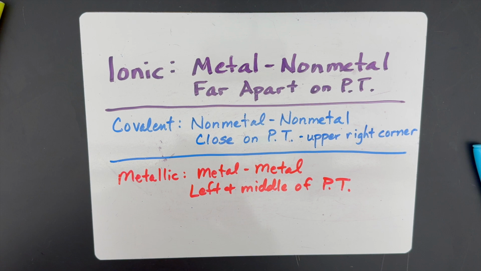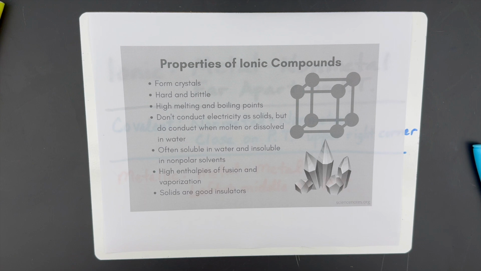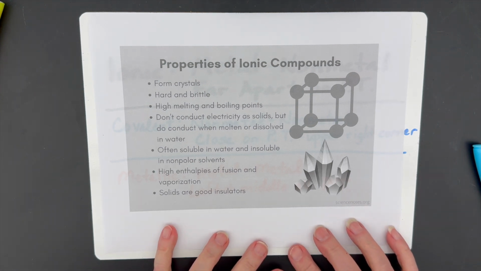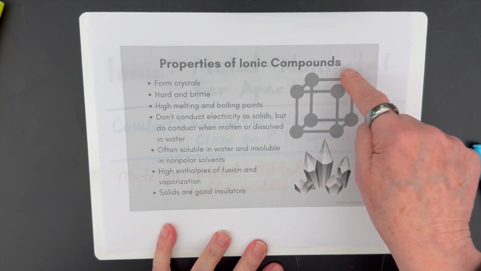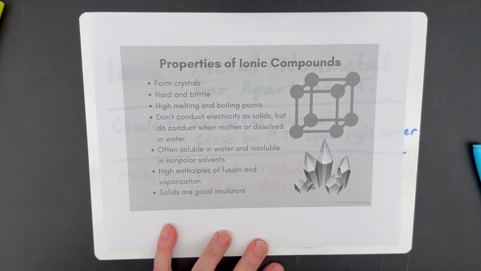So let's look at some properties that you get from these different types of bonds. And remember, the closer you are to the covalent end, the more covalent properties they'll have. And the closer you are to the ionic end, the more ionic properties you'll have. So ionic properties: they form crystals, which means they are bonded in a crystalline shape. There are 7 different crystalline shapes that they can form. They are hard and brittle.